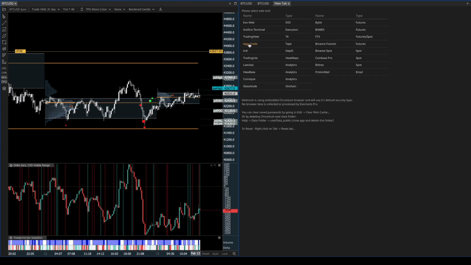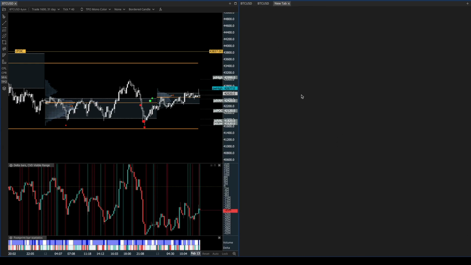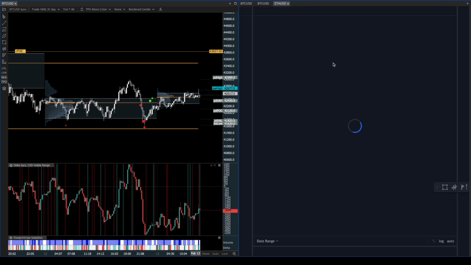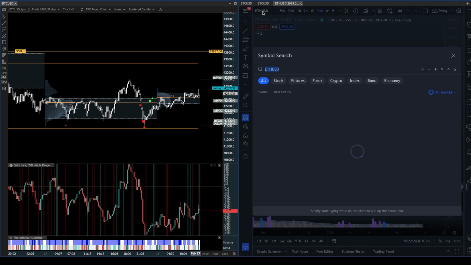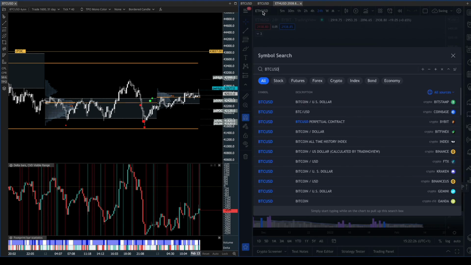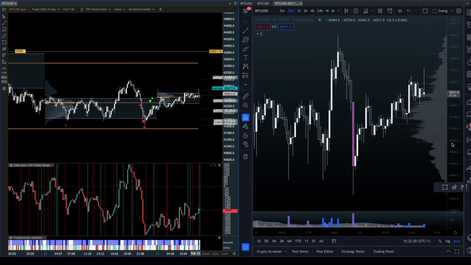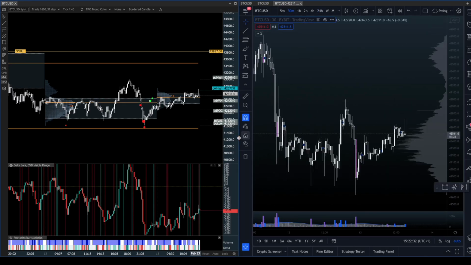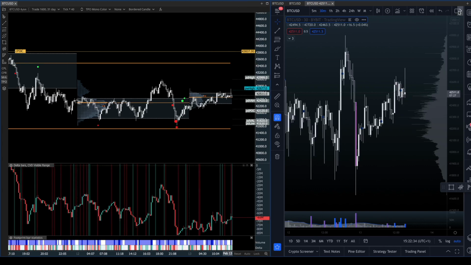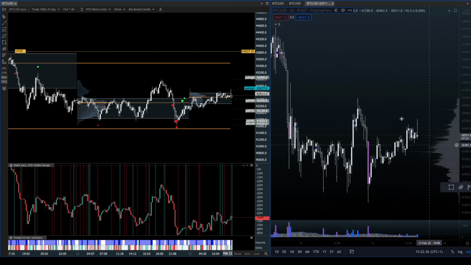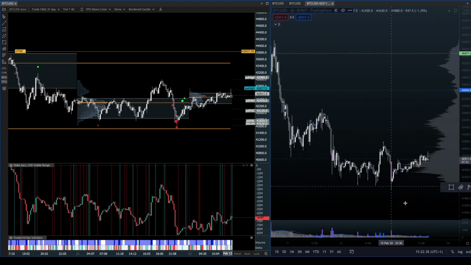But if I add a TradingView chart here, which will load in a second, you can see that this is actually pretty useful, because now I can have a 30-minute chart for Bitcoin next to my intraday execution chart. You can also make it full screen, so all the tabs will be gone.